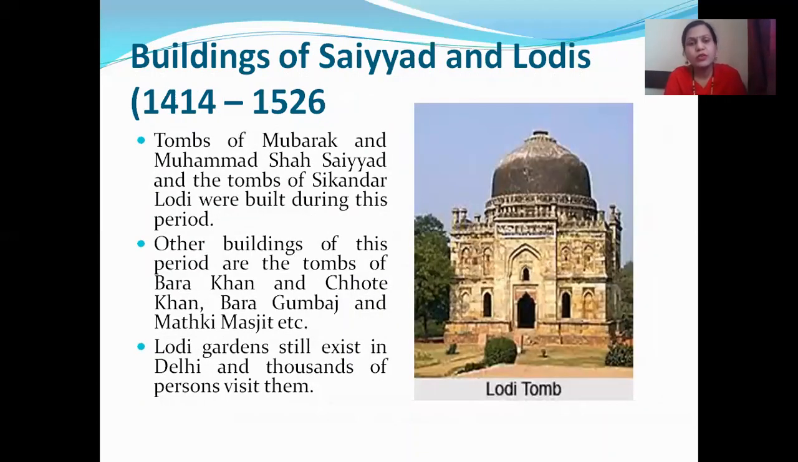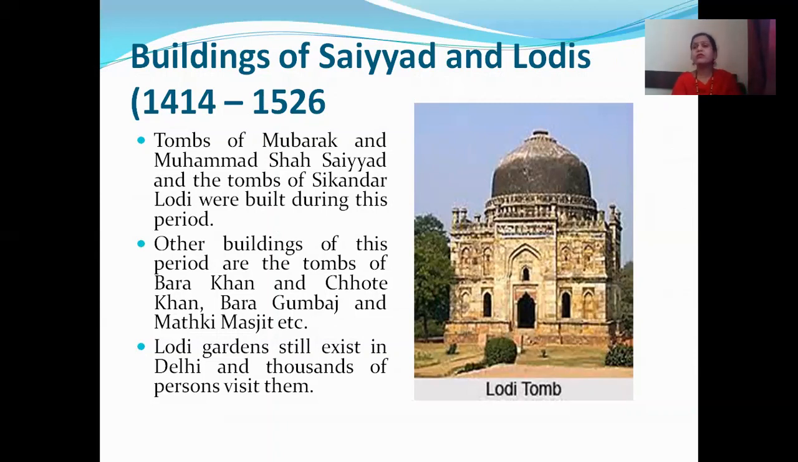Then the buildings of the Sayyid and Lodi rulers. The tombs of Mubarak Shah and Muhammad Shah Sayyid and the tomb of Sikandar Lodi were built during this period. From Qutubuddin Aibak till now, on the right side I show pictures related to this architecture. Other buildings of this period are the tombs of Bara Khan, Chota Khan, Bara Gumbad, and Moth Ki Masjid, etc. Lodi Gardens still exist in Delhi and thousands of persons visit them.